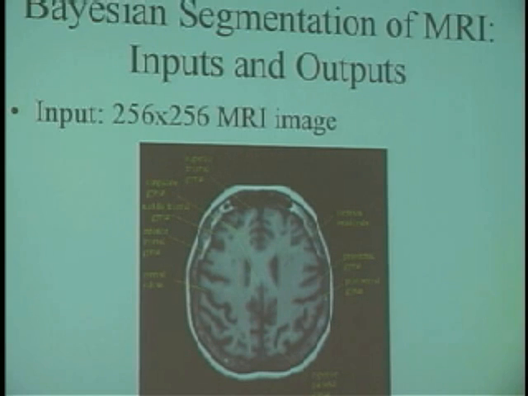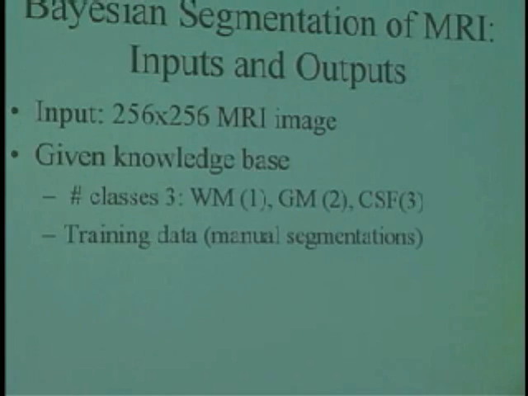But we will get this. All right. So now we know what the input to our Bayesian segmenter is going to be. Now, the knowledge base that goes into solving this problem is the following. There are two things. First one I already mentioned to you. We're going to be segmenting out three classes: white, gray, and CSF.